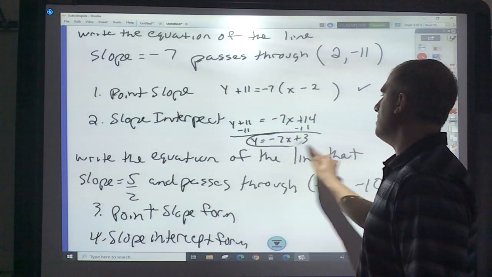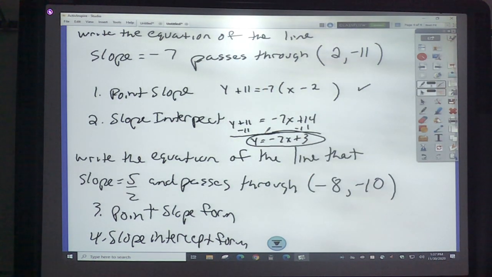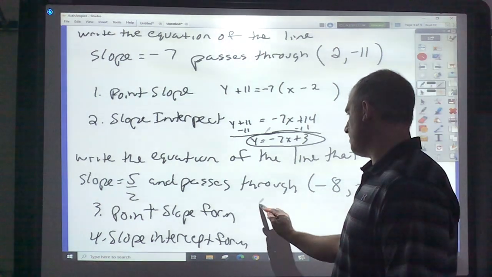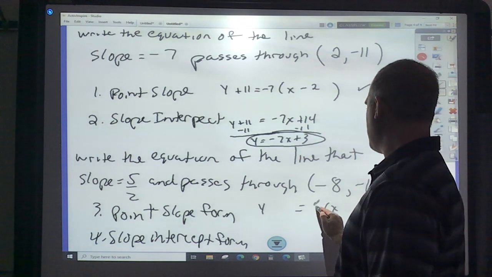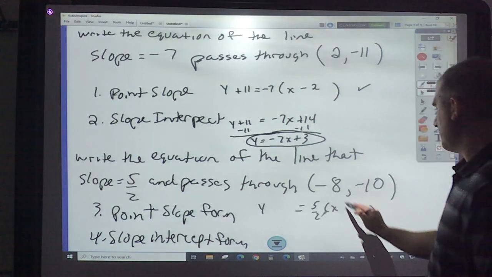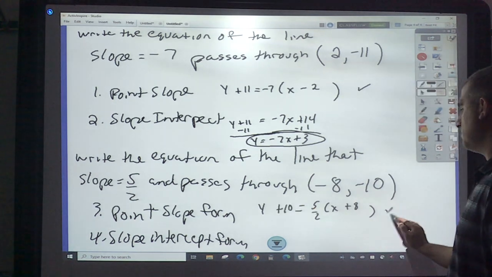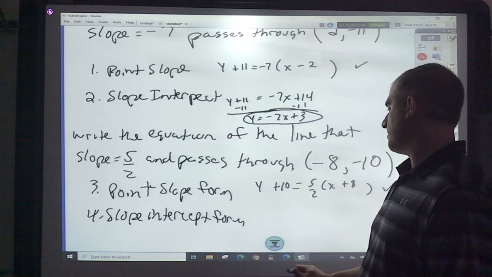Just remember when you get done, your slope should match. That's the way you know you're right. Your slope matches. All right, for this one, point slope, I'd have y, I'd have equals, I have x. I put 5/2 here. Opposite, this would be x plus 8. Opposite here would be x plus 10. Boom, done.